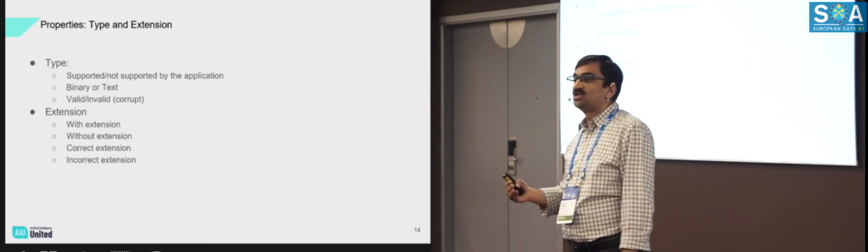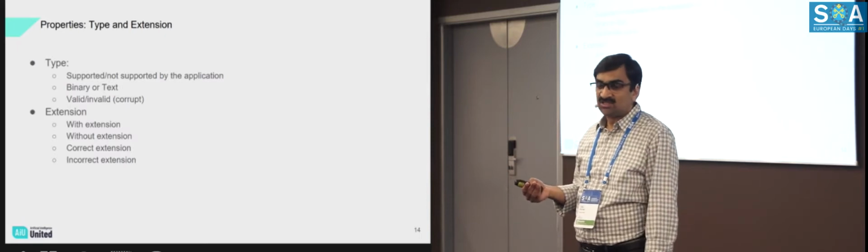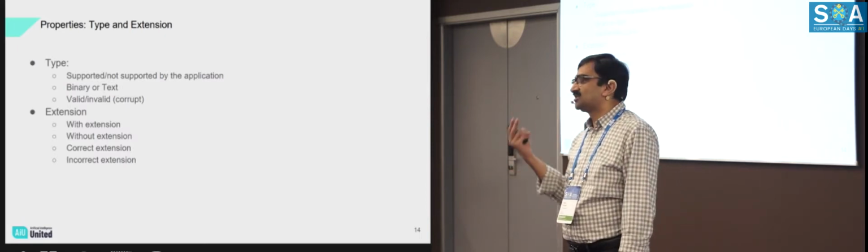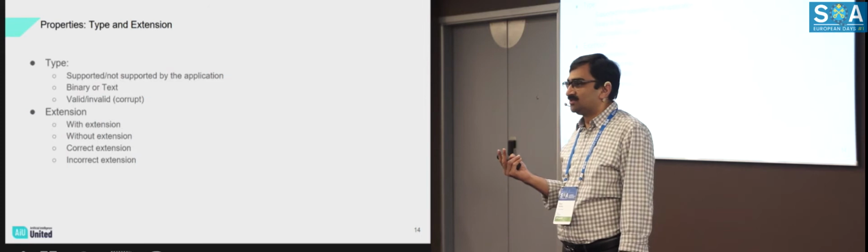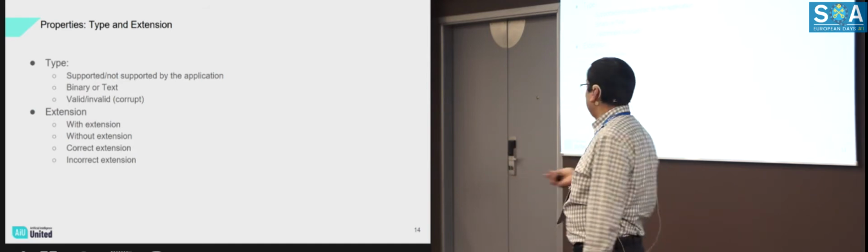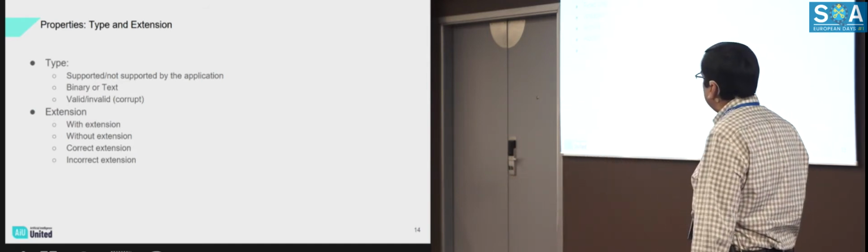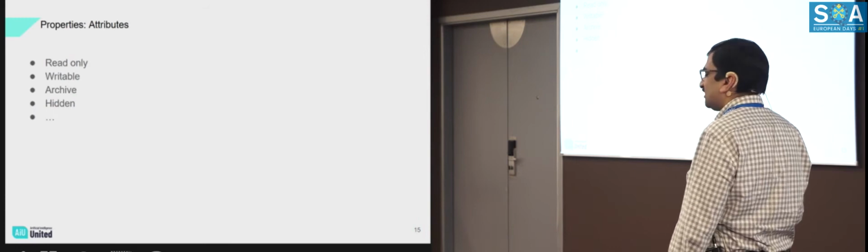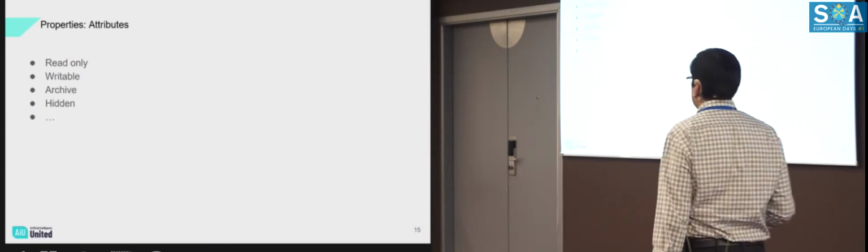individual test cases. So from double digit, you are getting into higher double digit numbers to create test cases with just 2 words, file and open. Are you with me so far? Okay. Then there are attributes, read-only, writable, archive, hidden, whatever.